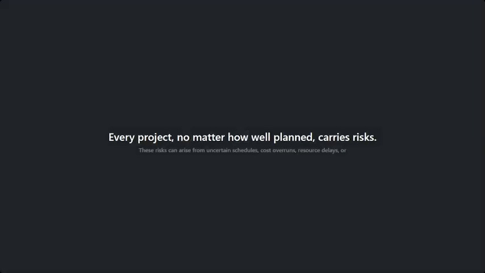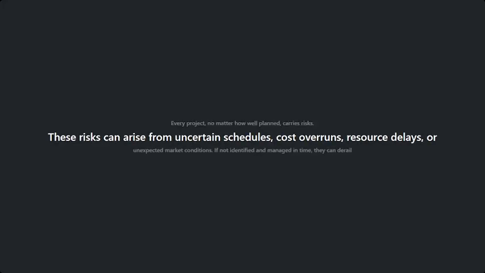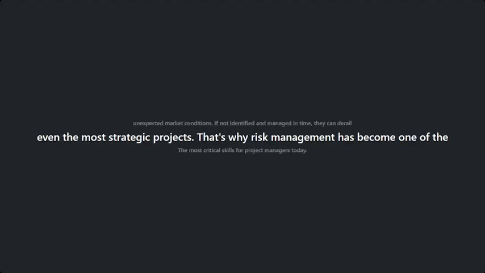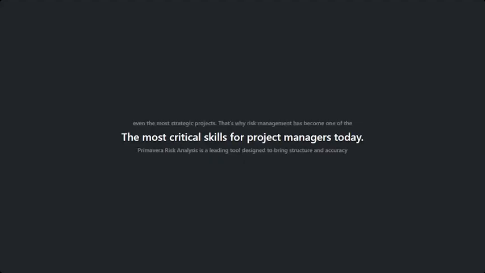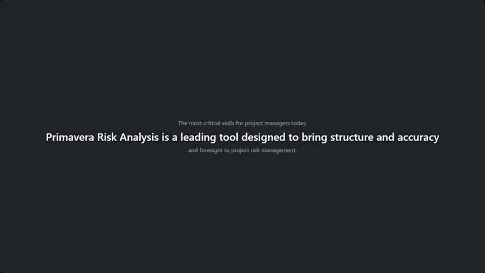Every project, no matter how well planned, carries risks. These risks can come from uncertain schedules, cost overruns, resource delays, or unexpected market conditions. If not identified and managed in time, they can derail even the most strategic projects. That is why risk management has become one of the most critical skills for project managers today.